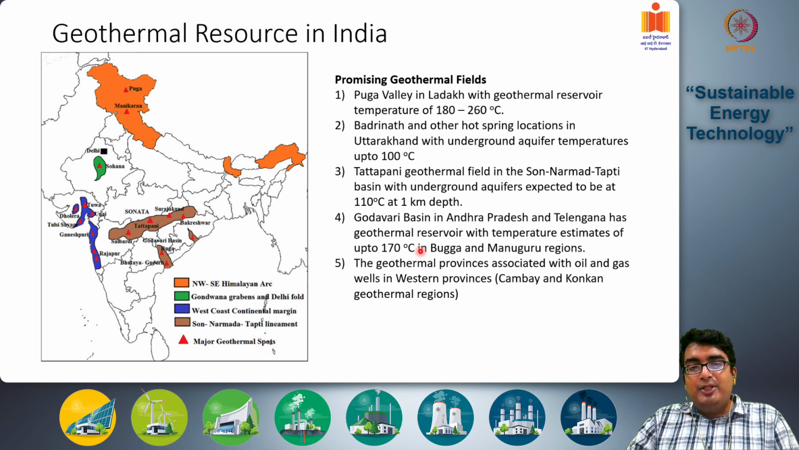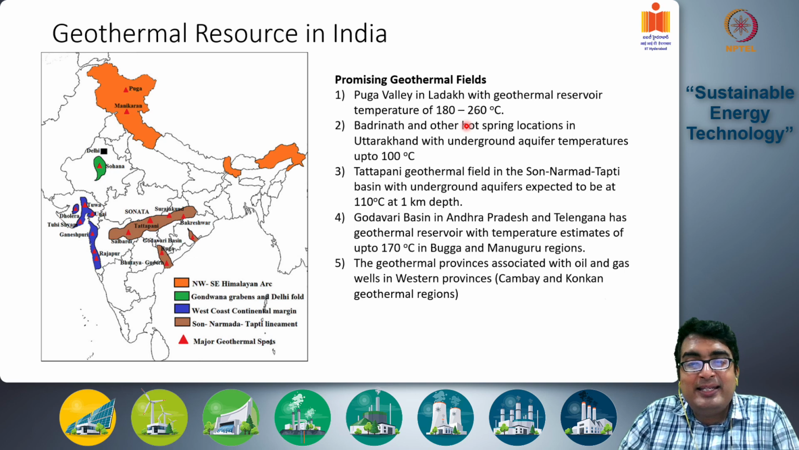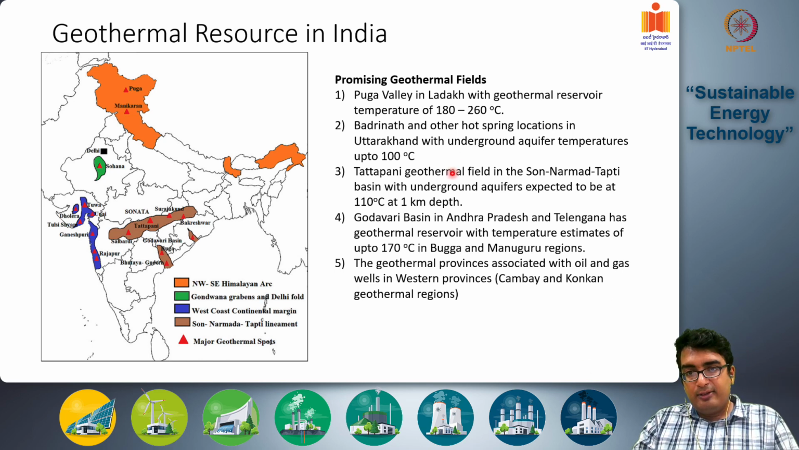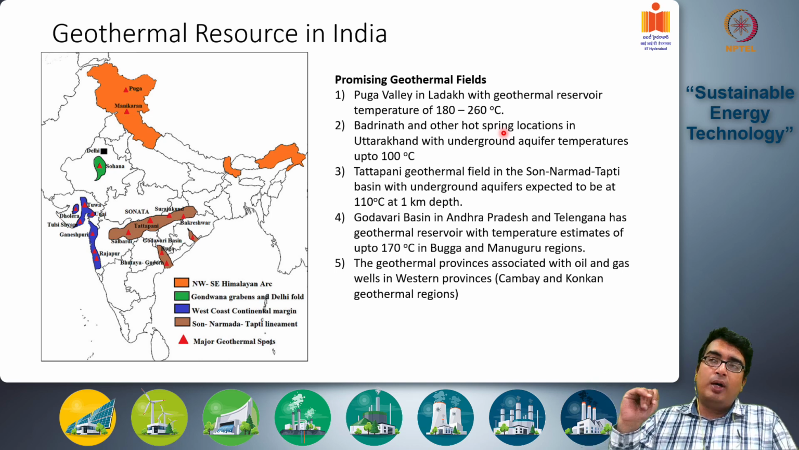So now let us look at the geothermal resource presence that is there in India. So in India, one of the main resource locations is of course the Himalayan belt that we discussed. And one of the most promising regions is the Puga Valley in Ladakh, where we have geothermal reservoir temperature of 180 to 260 degrees centigrade. Another place is in Uttarakhand, where there are hot spring regions close to Badrinath with expected underground aquifer temperatures of over 100 degrees centigrade. So these can be used for both hot water and electricity generation sources if they are suitably developed.